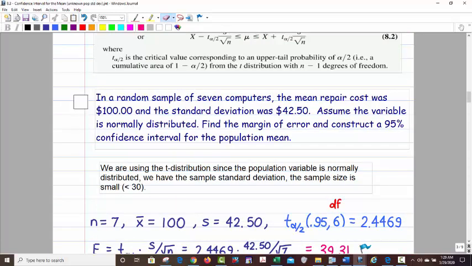Other than that, these aren't very difficult. So let's take a look at this example. Random sample of 7 computers. Sometimes people give me a hard time in class when they say they don't like words as numbers. It confuses them. So 7 computers. The mean repair cost was 100 and the standard deviation was 4250. So you obviously assume that's a sample standard deviation, because to be a population standard deviation, it's got to either have the word population in front of it, or it will have that sigma symbol there. One of the two.